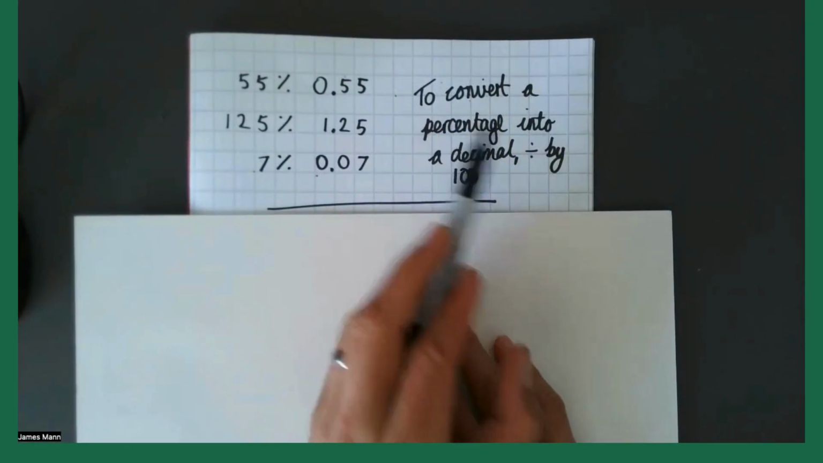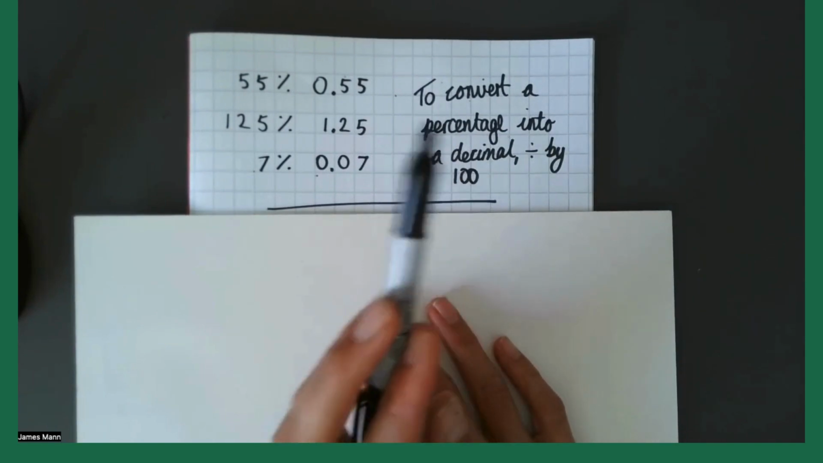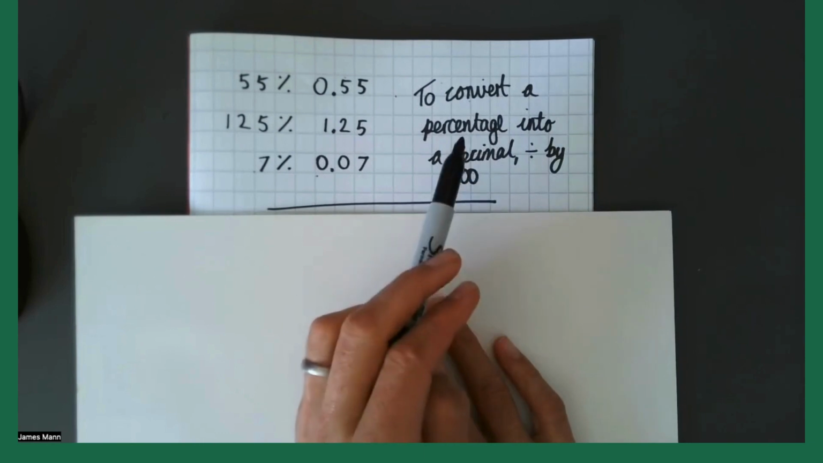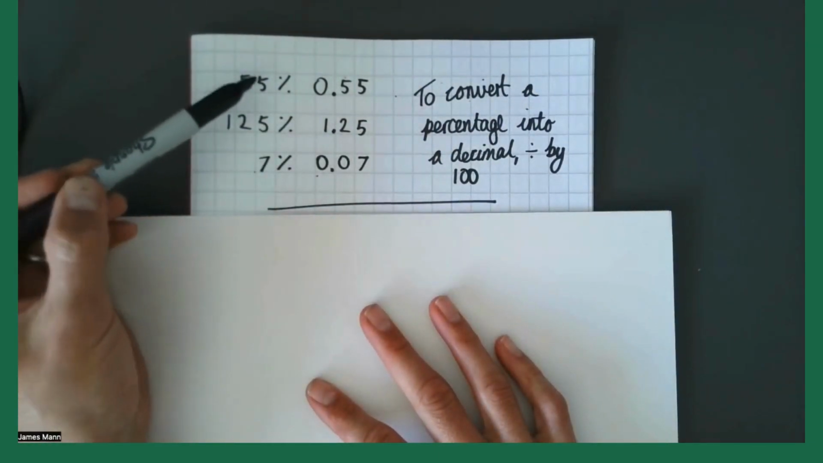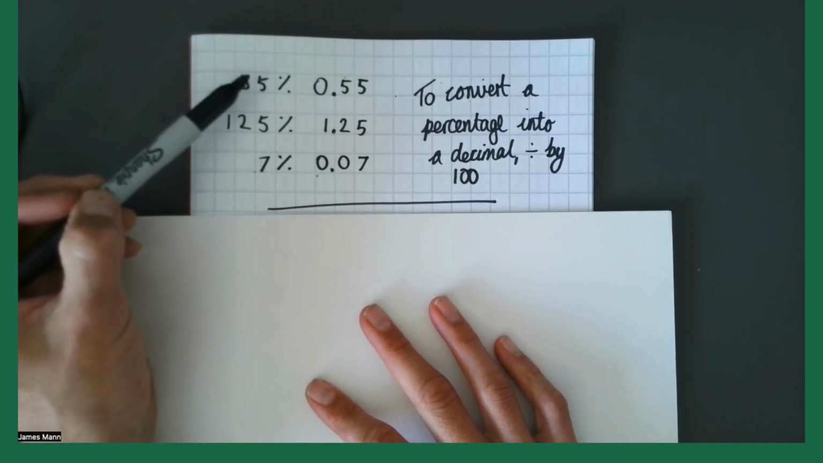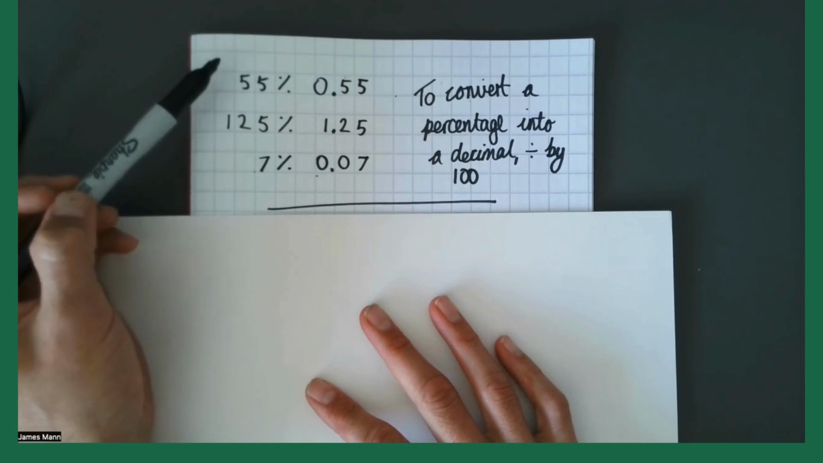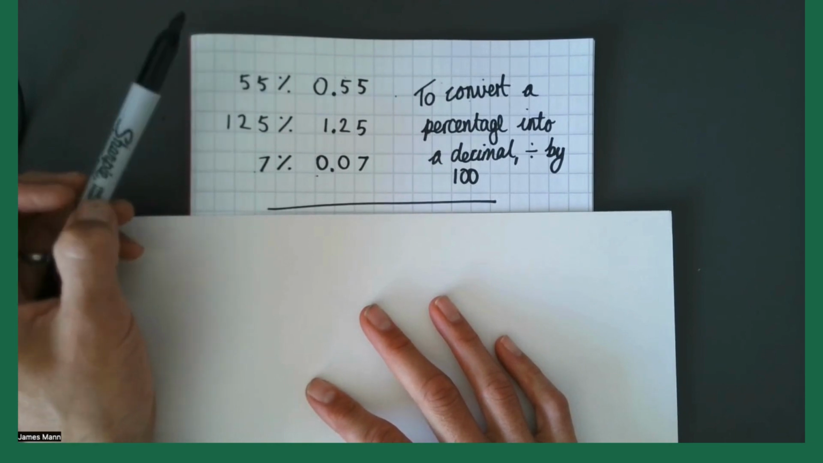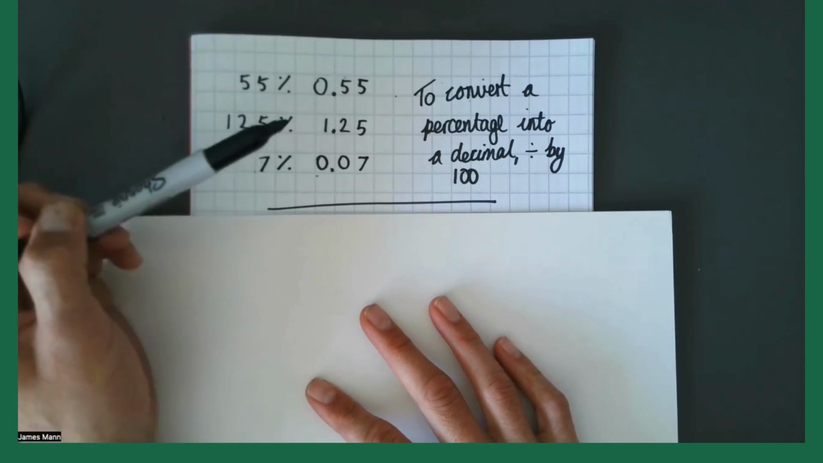To convert a percentage into a decimal, I divide by 100. I know some children, when they think about this question, look at the percentage sign and it looks like a wonky division sign. So we can try and remember that when we've got 55%, if I divide that by 100, it creates 0.55.